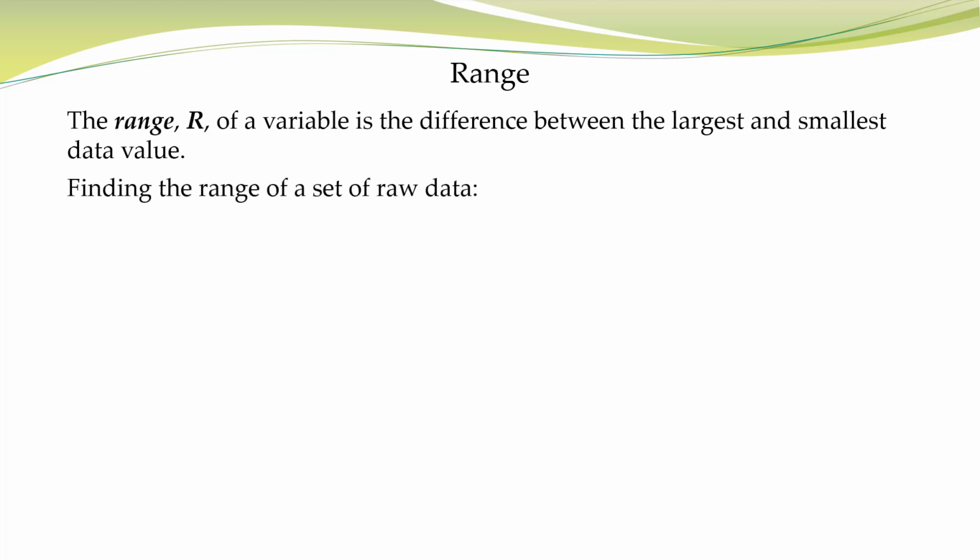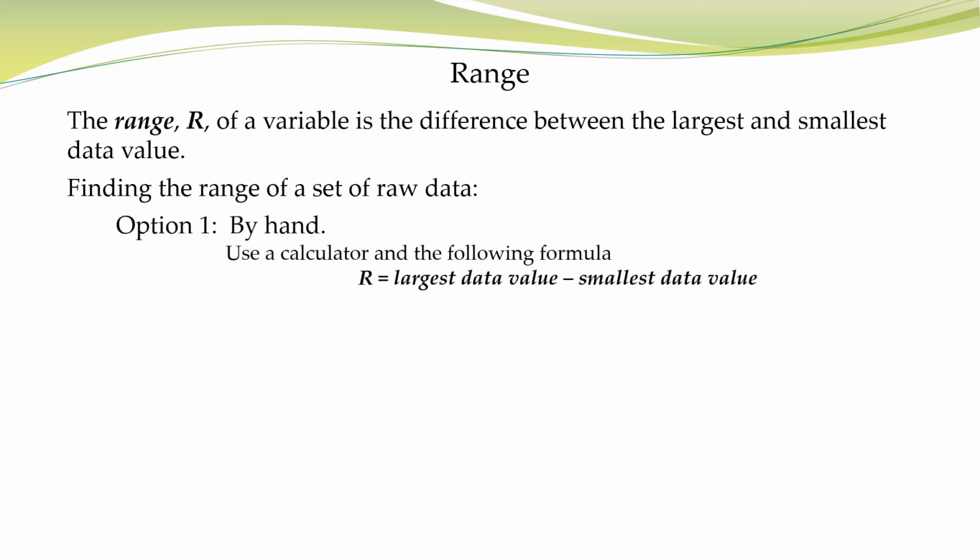Finding the range of a set of raw data. We have two options. Option 1, by hand. You can use a calculator and the following formula. Range equals largest data value minus smallest data value. Option 2, you could use StatCrunch.